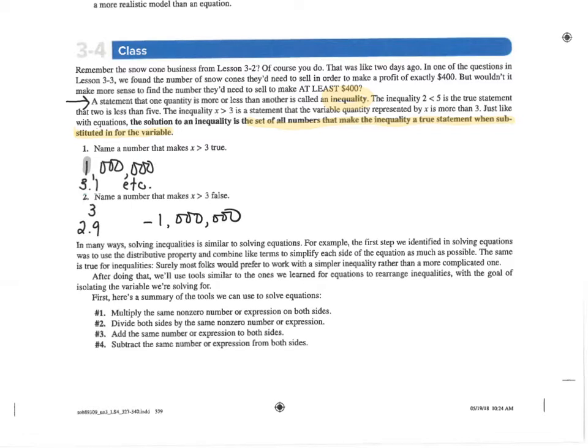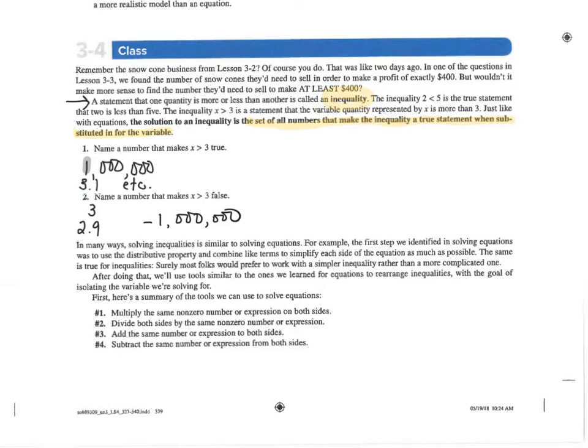In many ways, solving inequalities is similar to solving equations. For example, the first step we identified in solving equations was to use the distributive property and combine like terms to simplify each side of the equation as much as possible. The same is true for inequalities. Surely most folks would prefer to work with a simpler inequality rather than a more complicated one. After doing that, we'll use tools similar to the ones we learned for the equations to rearrange inequalities with the goal of isolating the variable we're solving for.